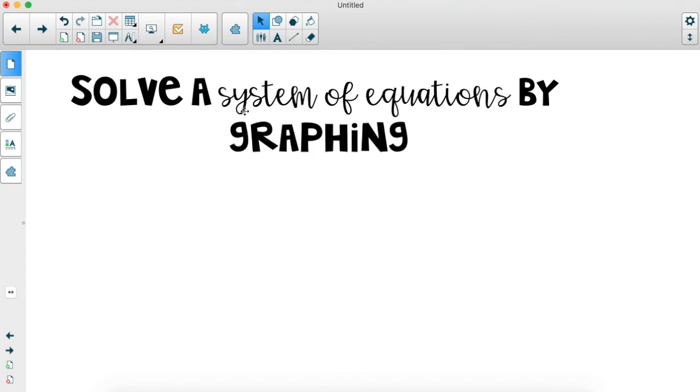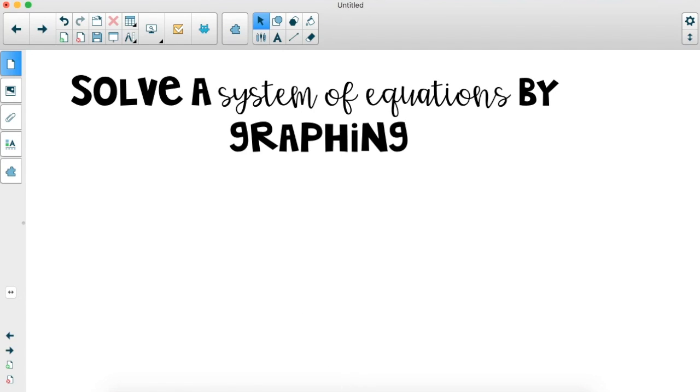Just a little background on what a system of equations means. Whenever you have a system, that means you have more than one line, more than one linear equation. Since it says solve a system of equations, it means that when you have two lines, if they intersect each other, the intersection is your solution. That means the coordinate point is the solution for both of the equations.